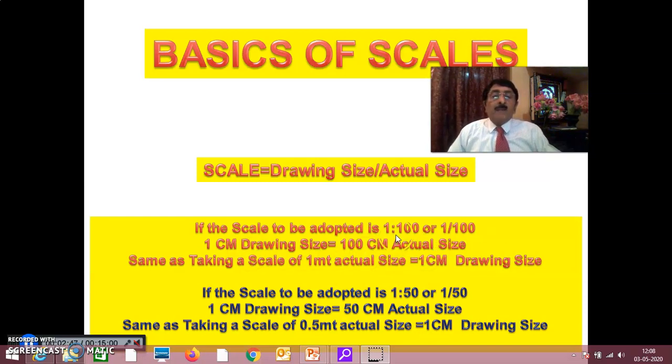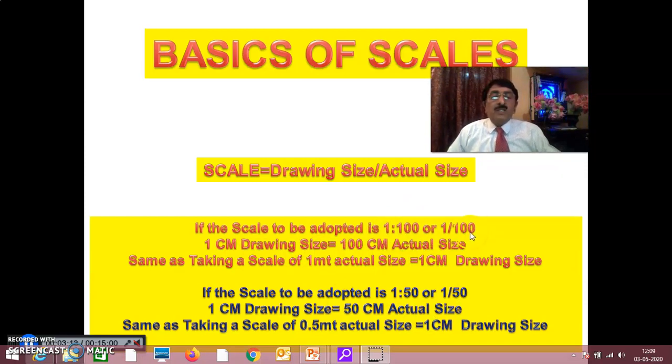Let us say in another problem they give 1:200. If they give 1:200 or 1/200, then 200 centimeter actual size is 1 centimeter drawing, or 2 meter is equal to 1 centimeter. Did you follow? That means 2 meter equals 1 centimeter. In that way 10 meters you write as 5 centimeters, or 50 mm.